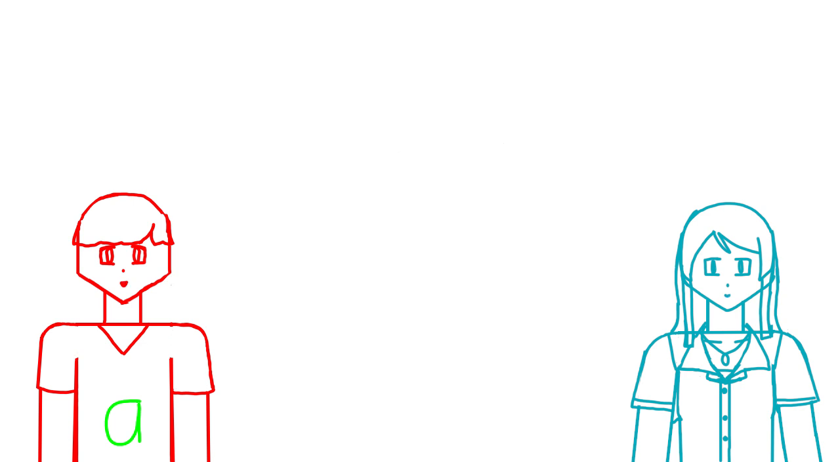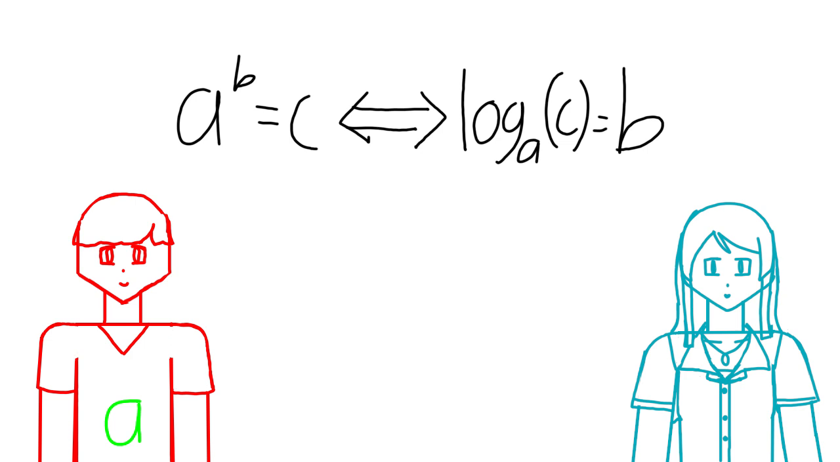Good, now you know what the natural logarithm is, right? Yeah, a logarithm is just the inverse of exponentiation. If a to the power of b equals c, then log base a of c equals b. In the case of the natural logarithm, the base is e.